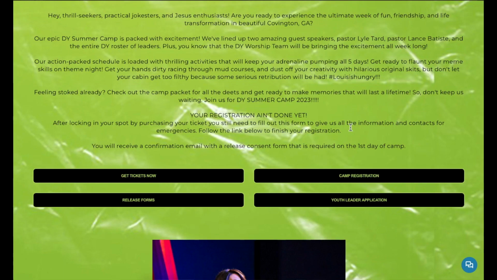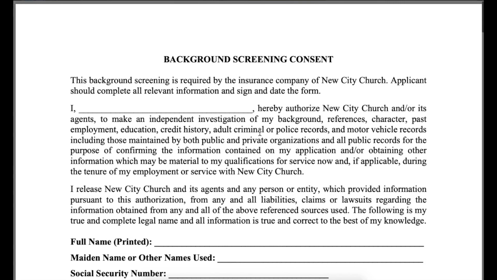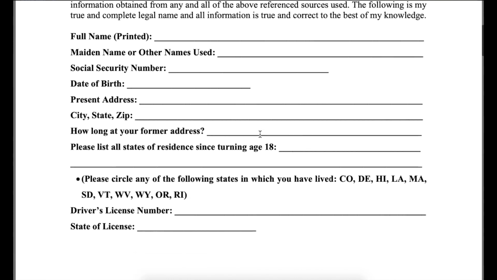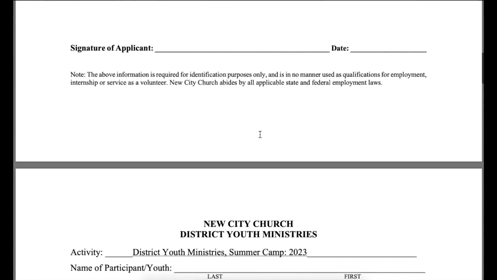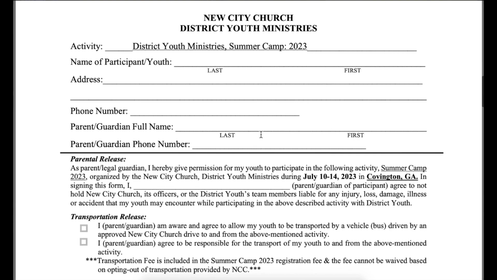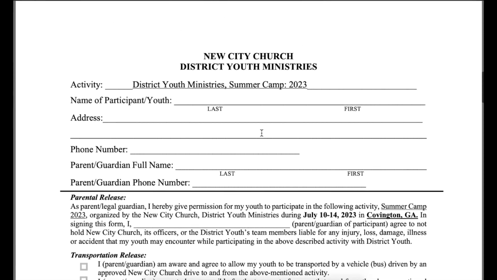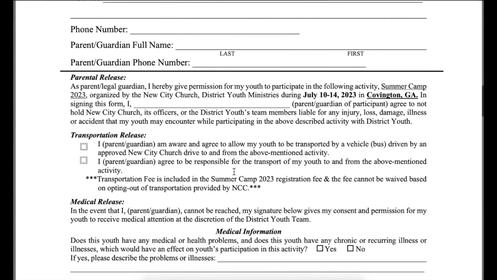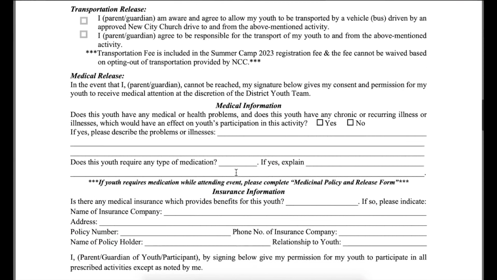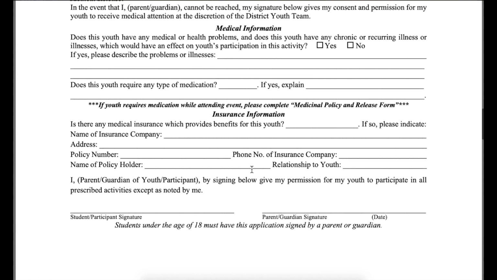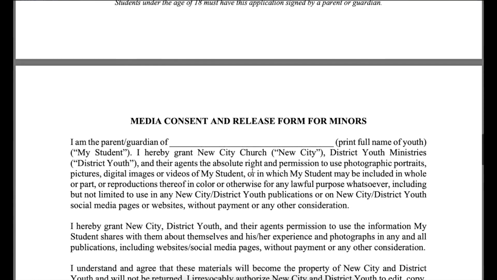And the next part of that is after you have reserved your spot through Get Tickets Now, after you have done the registration, then you can go to the release forms. Once you go to the release forms, that gives us the opportunity to do a background screen for any of our leaders. That gives us the opportunity to have full information for transportation release, medical information, just in case something does happen while you're there.